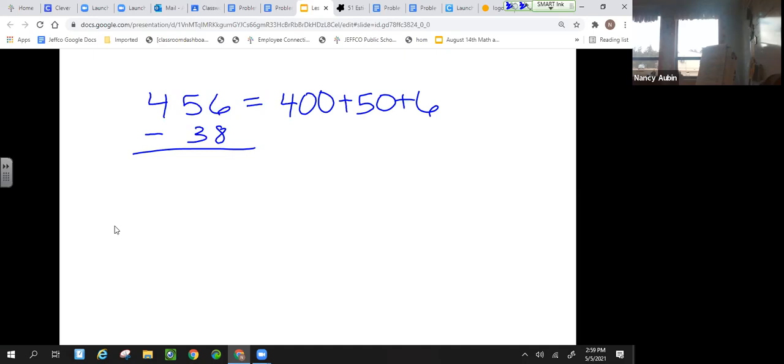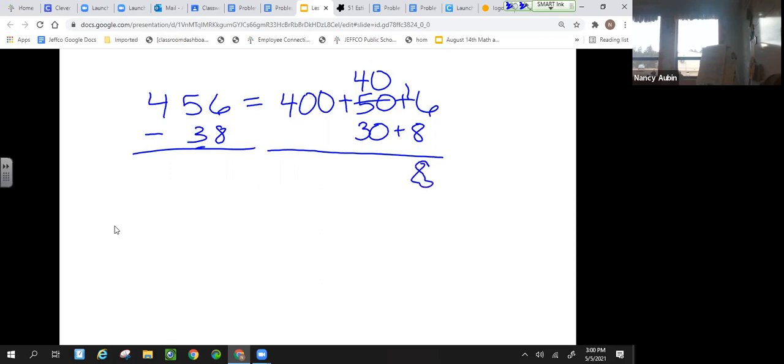Then we have to expand 38. What would that look like, Sawyer? We're pulling it apart. 30 plus 8. And notice how I lined them up. Then you're going to start with the ones, right? Are there enough ones to subtract 6 minus 8? No. So then you have to take 10 from the 50. So I'm going to cross this out, make it 40. And then this is going to be 16. Can I do 16 minus 8? Yes. What's that equal? 8.